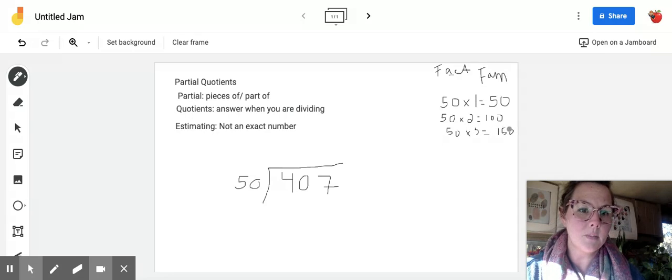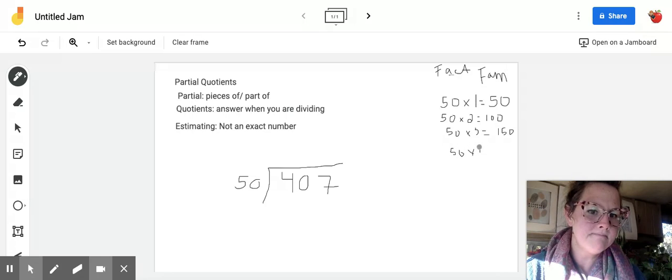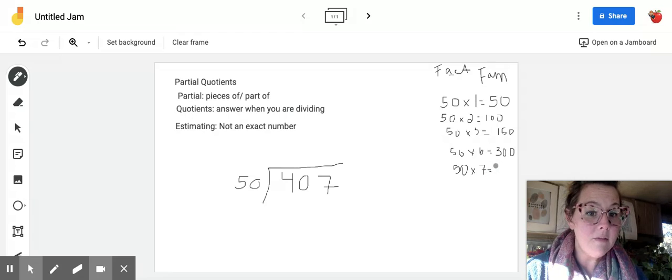Let's skip a little bit, and you would keep going. If 50 times 3 is 150, what is 50 times 6? That's right, 300, because we know 5 times 6 is 30, so 50 times 6 is 300 because we have practiced this so many times. So what would 50 times 7 be? 5 times 7 is 35. 50 times 7 is 350.